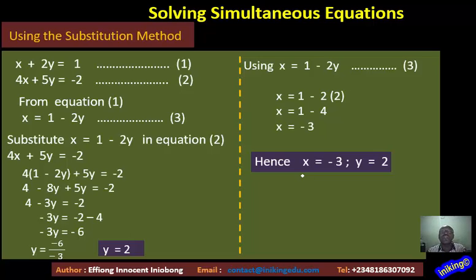So you can see substitution method is a bit similar to the elimination method. The objective at the end of the day is to throw away one of the variables, find the value for the second variable, then come back and get the first one. Next video clip, we look more into the substitution method.